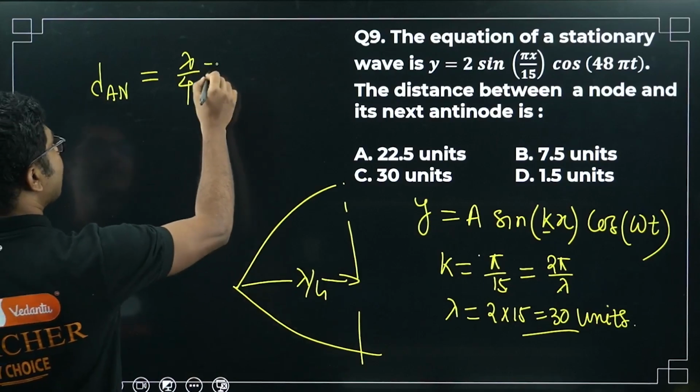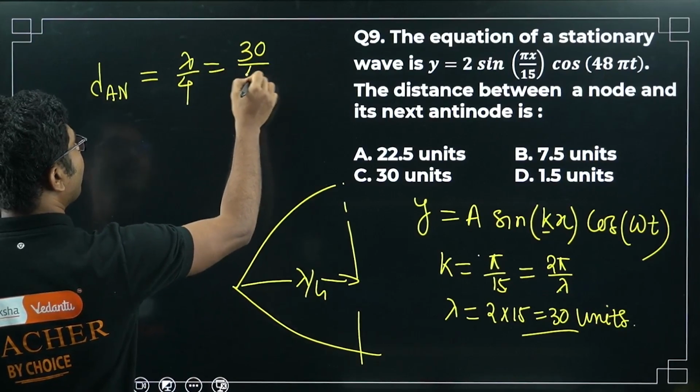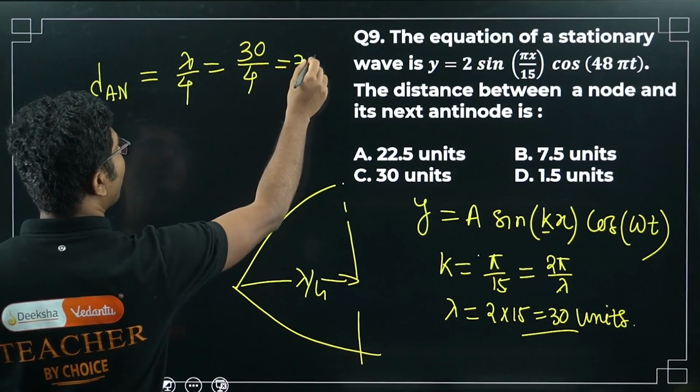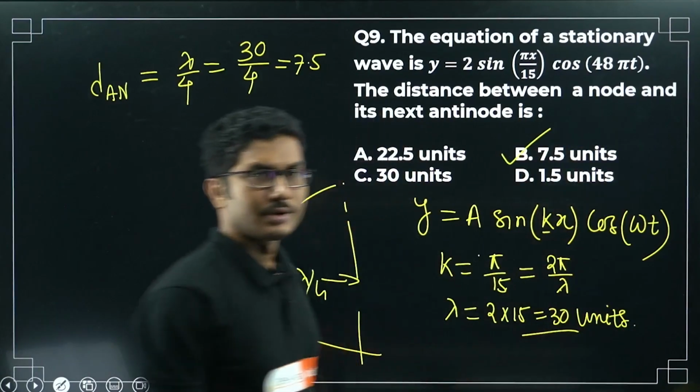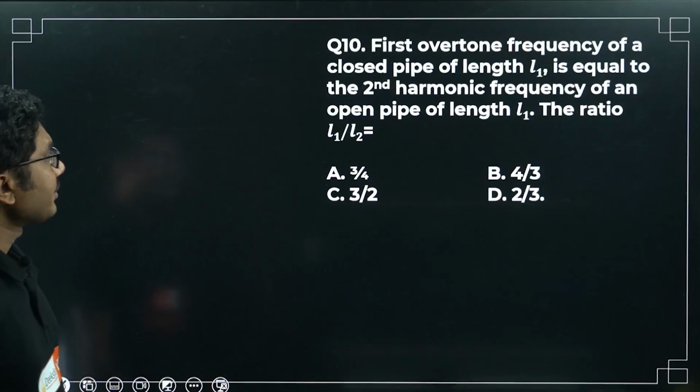So we can say 30 divided by 4, that is 7.5 units. So the answer is 7.5 units. Okay. Next question, question number 10.